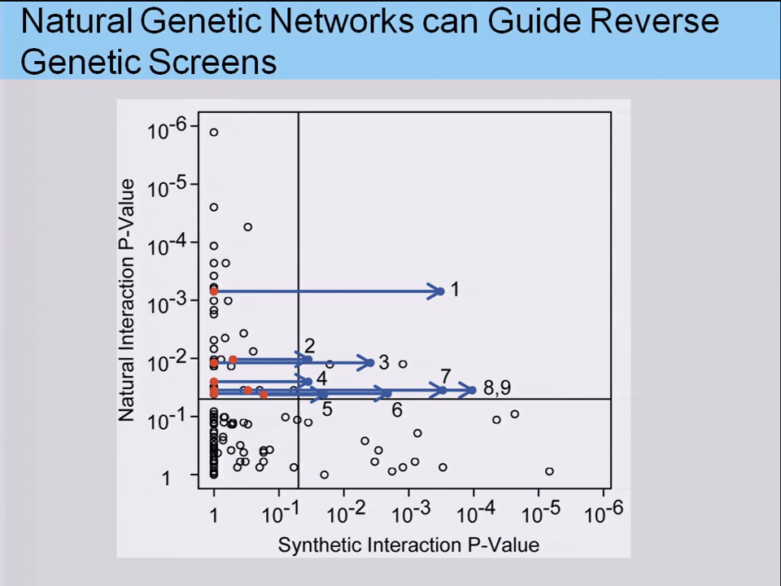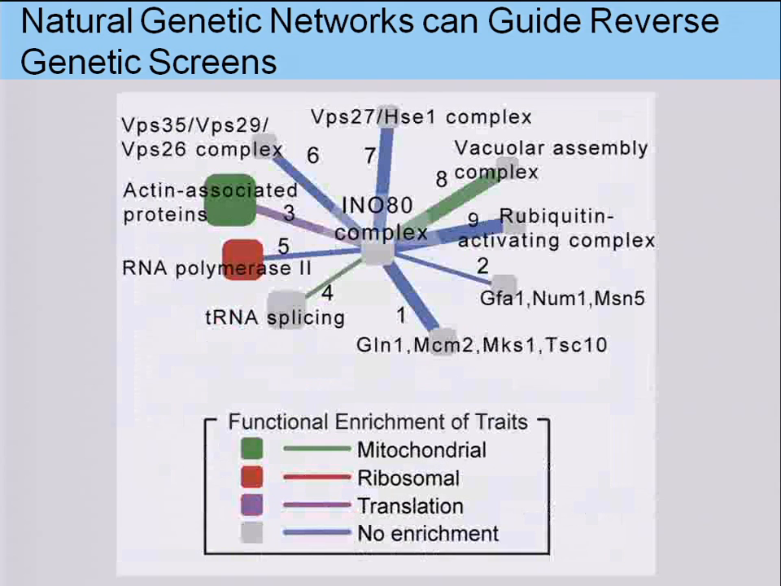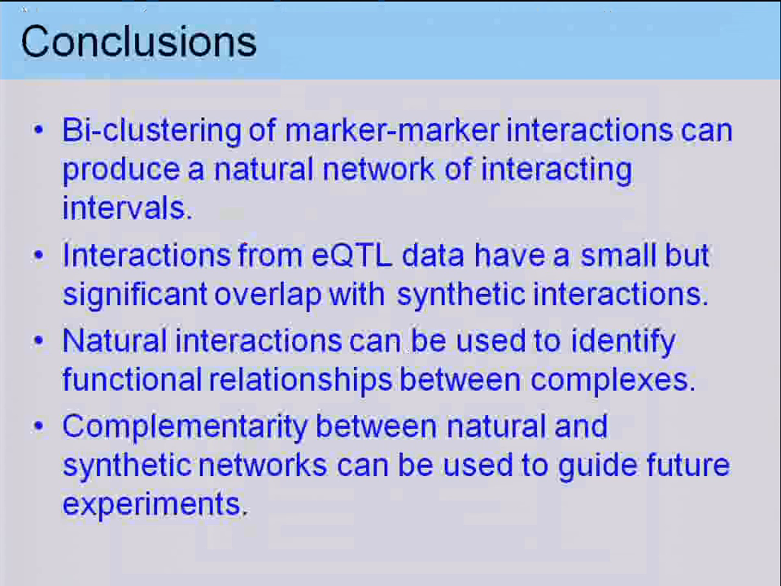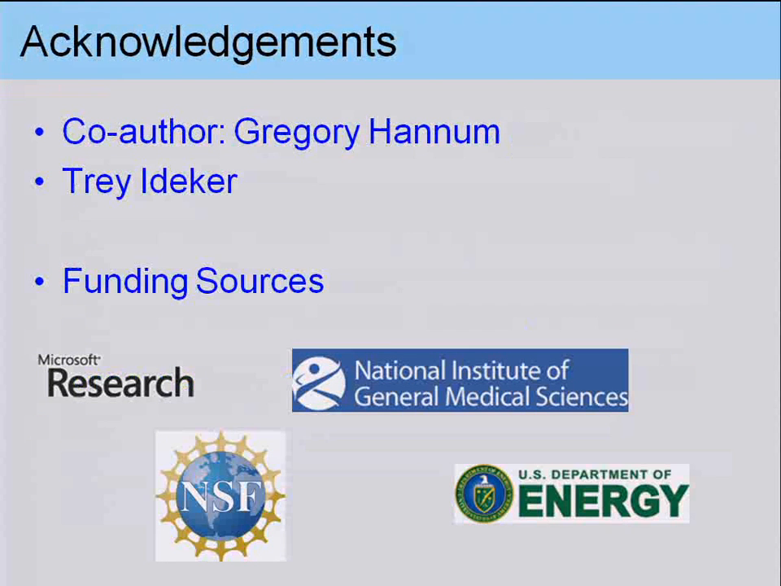And so, to cut the story short, we tested a bunch of interactions we'd found in the natural genetic network, and we were able to successfully recapitulate complex interactions that we found in the natural network. I'd like to thank my co-author on this paper, my PI, and the numerous others that made it possible. Thank you very much.